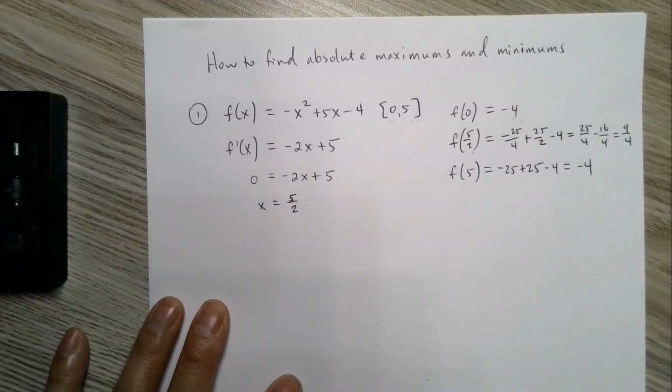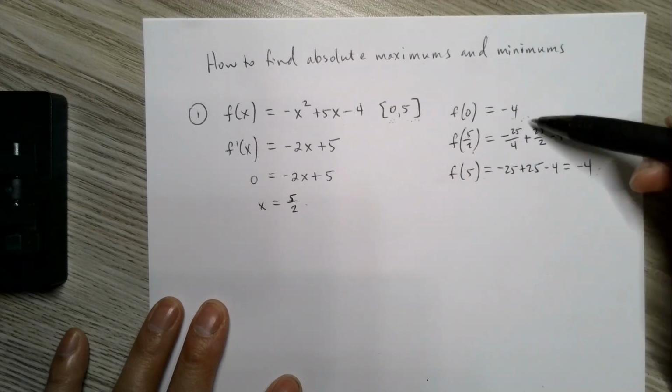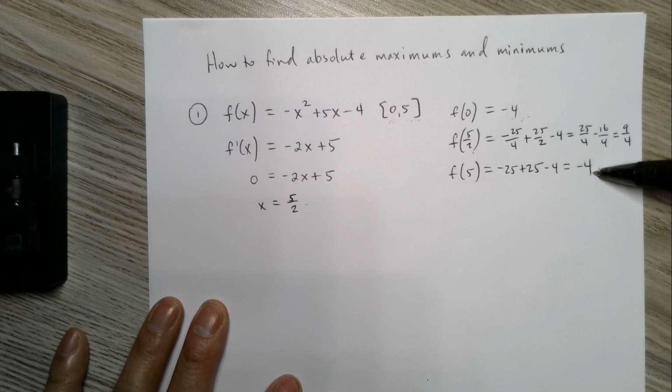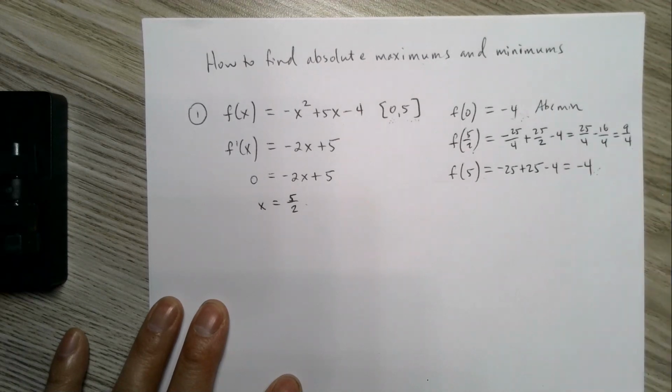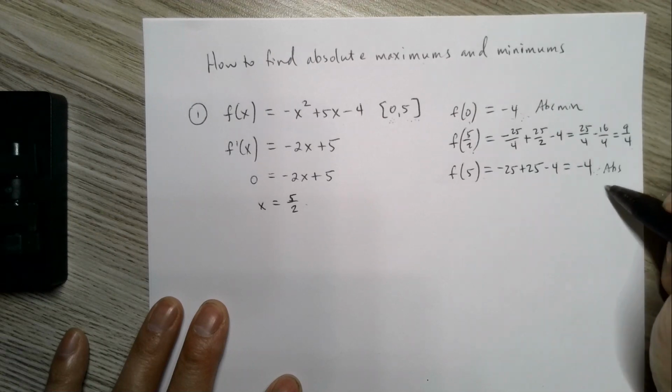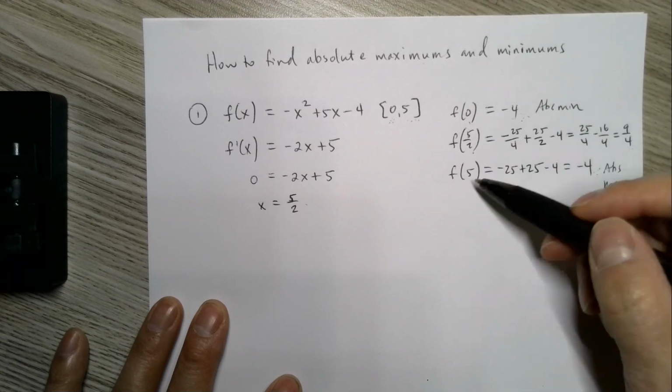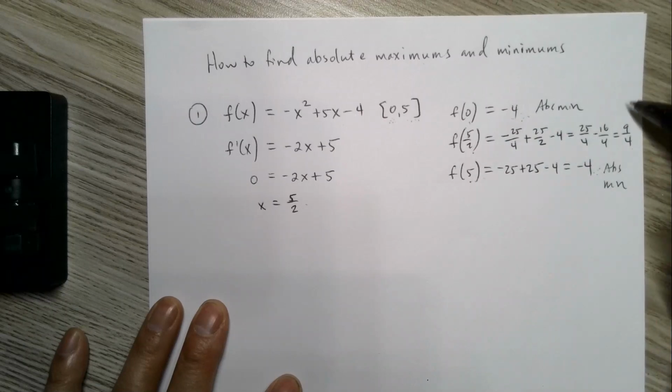And that is negative 4 as well. So I actually have two absolute mins, since they have the same y value. So there is an absolute min at 0, and there's an absolute min at 5. And then there's an absolute max at 9 over 4.